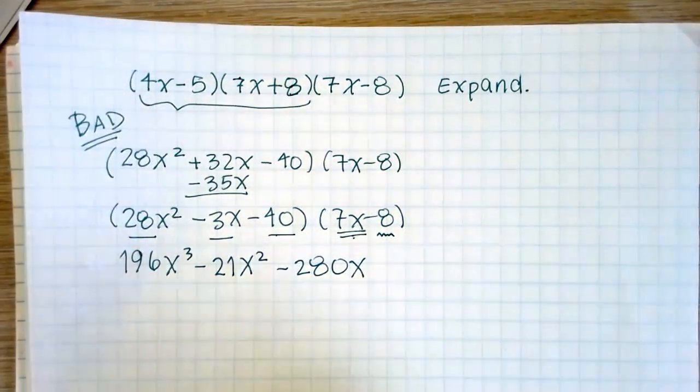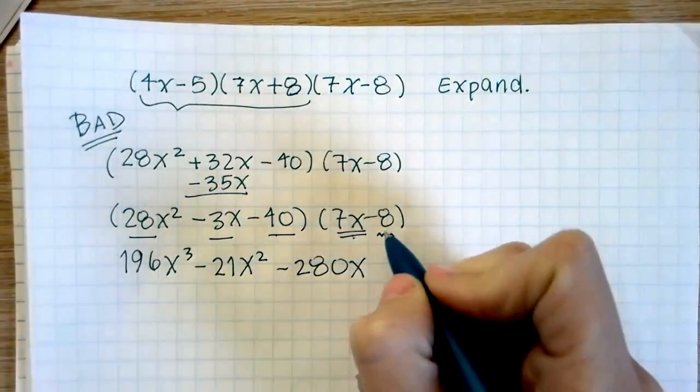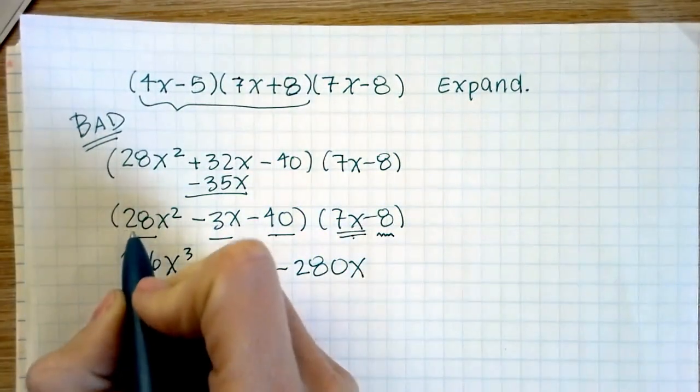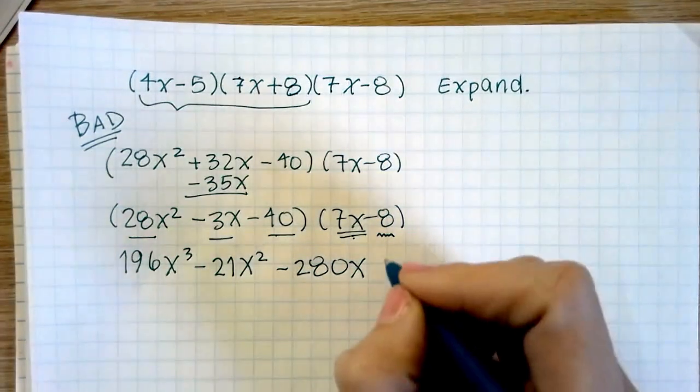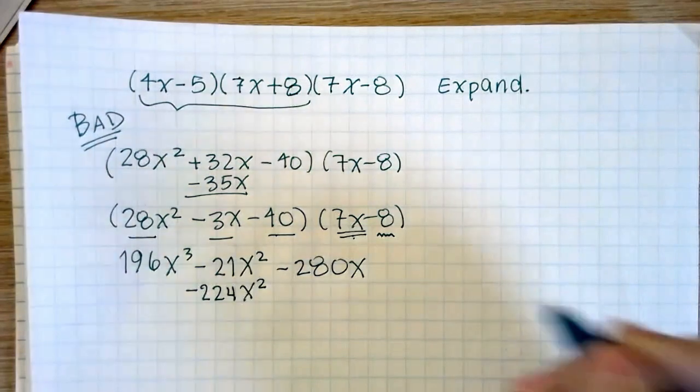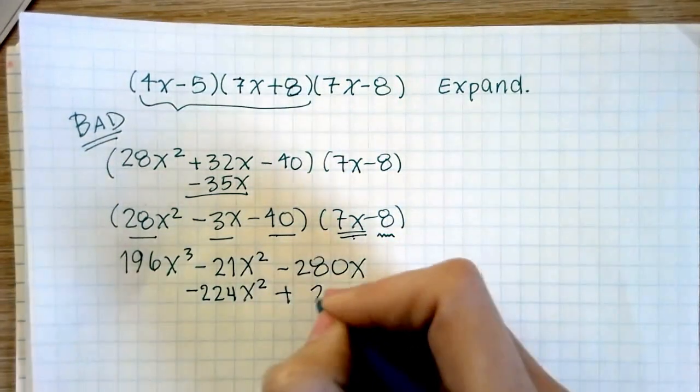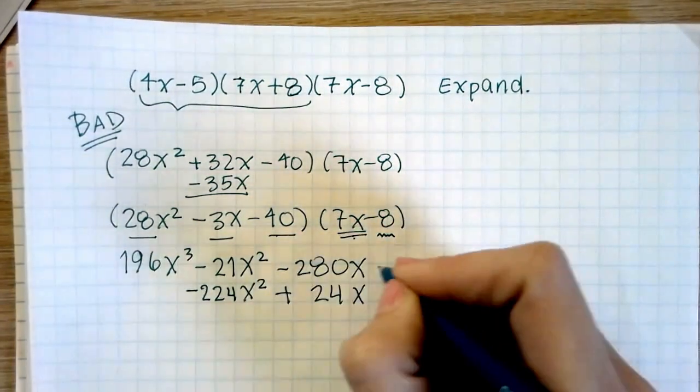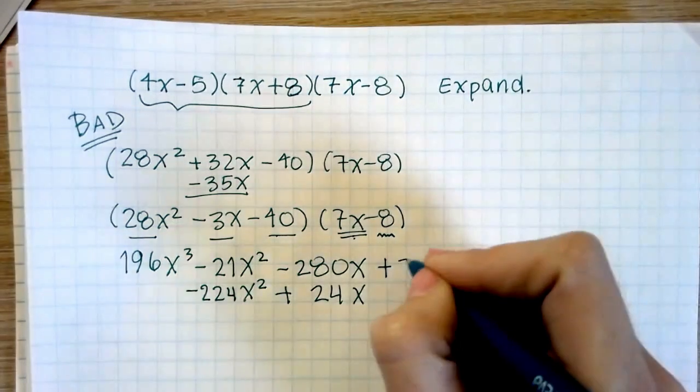Now I'm going to multiply 8 times everything. 8 times 28, well, 8 is doubling it 3 times. 28 goes to 56, 112, 224. So minus 224x squared, I'm going to put it under this other x squared. 8 times 3, negative times negative, plus 24x. Negative and negative is positive. 8 times 40 is 320.